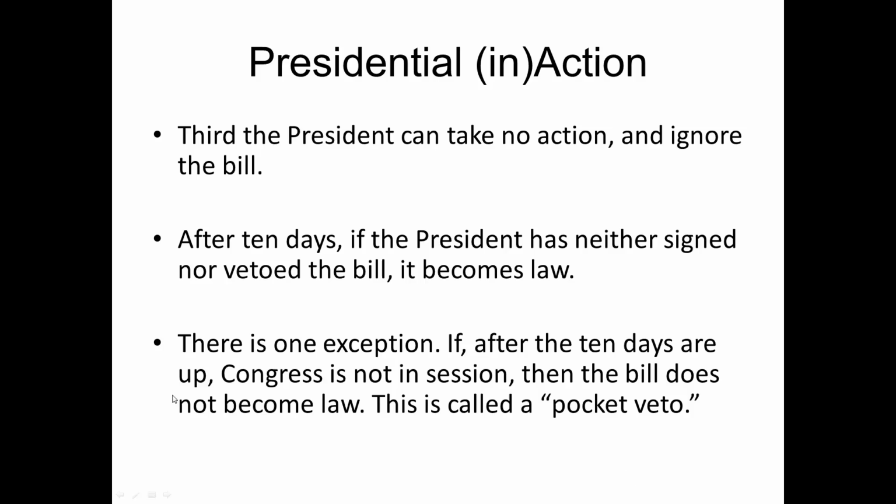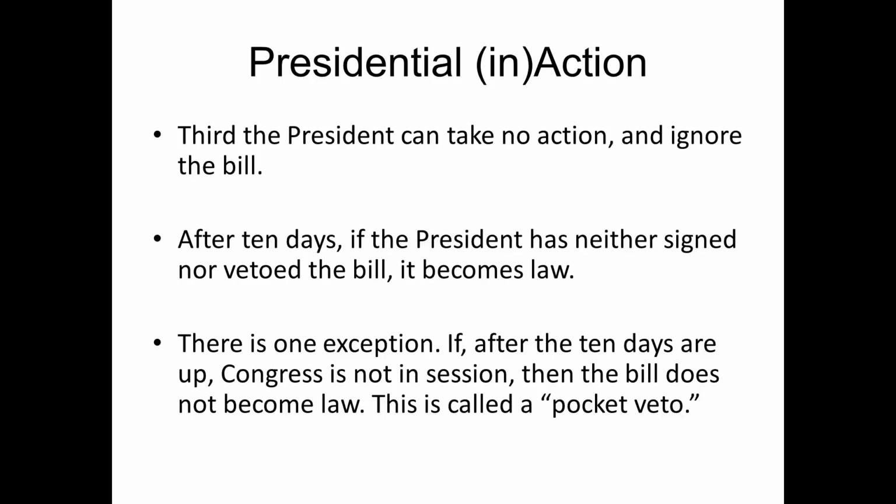And finally, the president also has the option to take no action at all when he gets a bill onto his desk. If he ignores it, what usually happens is after 10 days, the bill becomes law by default. If the president declines to either sign it or veto it, it generally becomes law, so it has the same effect as if he were to sign it.